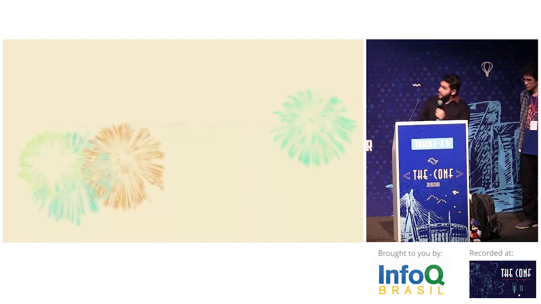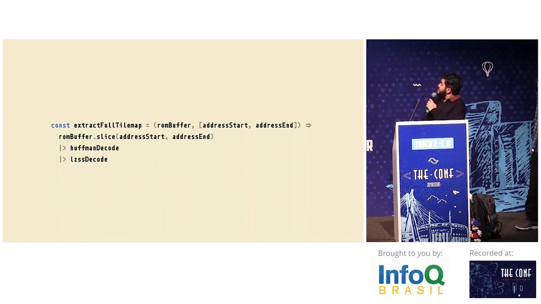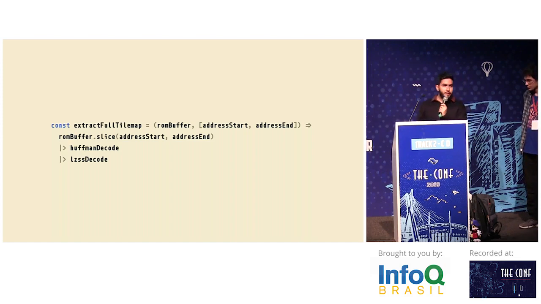And that's how we get a 3-line function that reads the ROM and pipes the results to the 2 decompression algorithms. And this is the pipeline operator I mentioned earlier using the Babel plugin.